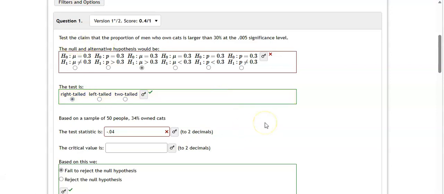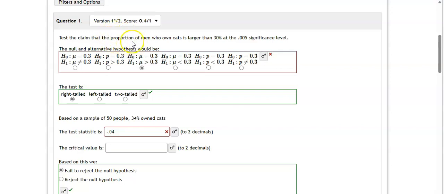Okay, so let's take a look at number one, and hopefully that will help you through the rest of these. So, question one, we want to test the claim that the proportion of men who own cats is larger than 30% at the 0.005 significance level. Let's notice that we are testing a proportion claim. So we want to choose the hypotheses that have a p for proportion instead of a mu for a mean.